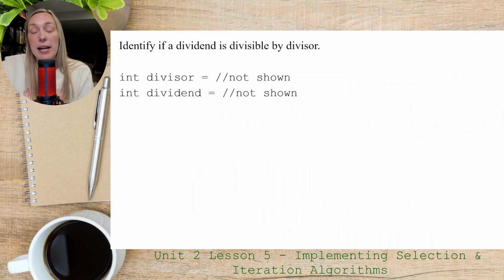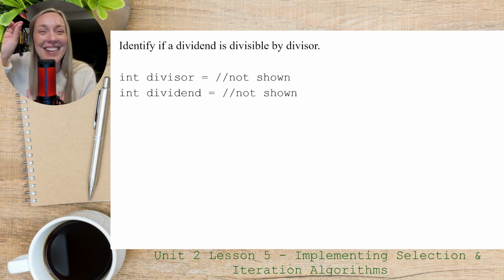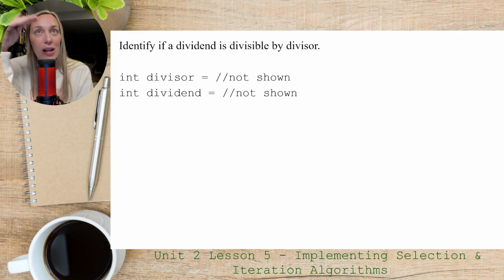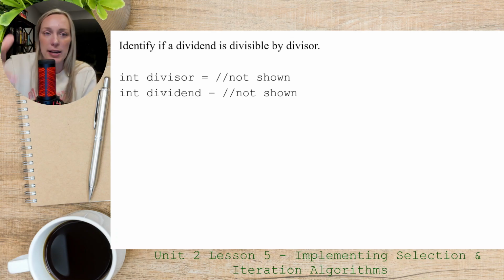Another way we can write out pseudocode is just with littler steps, okay, and some pseudocode with, okay, what lines of code do I need? Before I make those lines of code, let me come up with some English to put on those lines. So for example, here's the instructions. Identify if a dividend is divisible by a divisor.